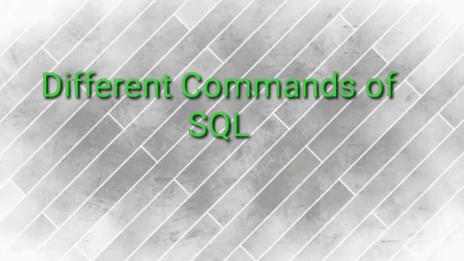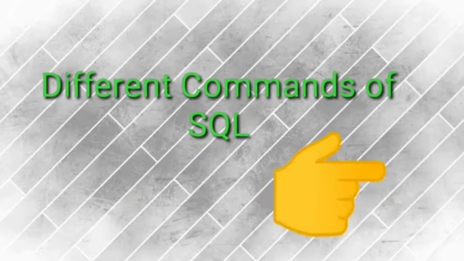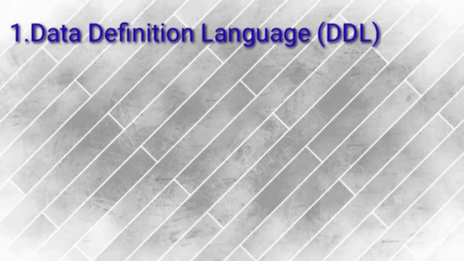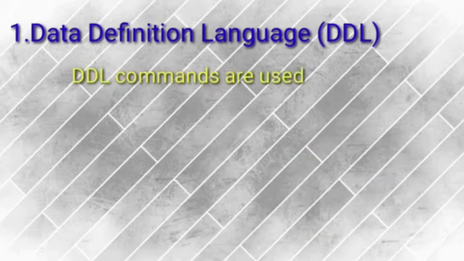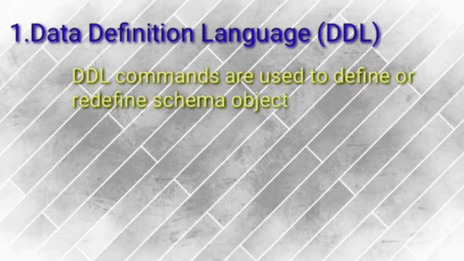Let's look into different kinds of SQL statements. SQL has different types of commands which we will be using for different purposes while working with the database. They are divided into different categories. The first one is DDL commands, which are called the data definition language. It is basically used to define or redefine the objects. Whenever you try to create a table from scratch, then we will be using the data definition language commands.